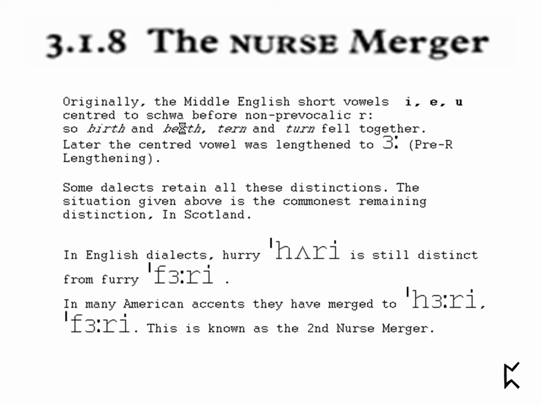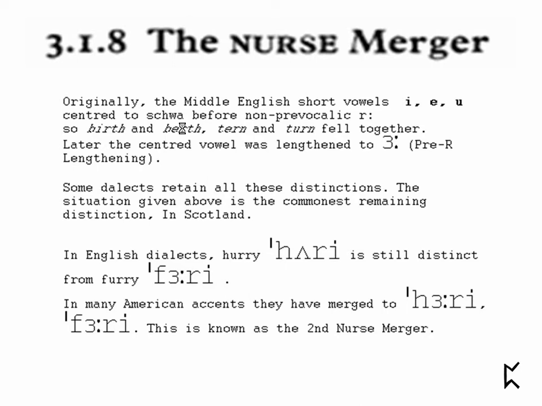So that is the Middle English vowels e, i, and u. They centred to schwa before non-prevocalic r, so that birth and berth, term and turn fell together as birth and birth, term and turn. Okay, and later the central vowel was lengthened to ur, and in some dialects the r dropped out. So that's the nurse merger.